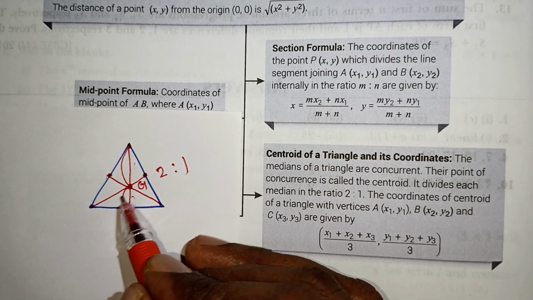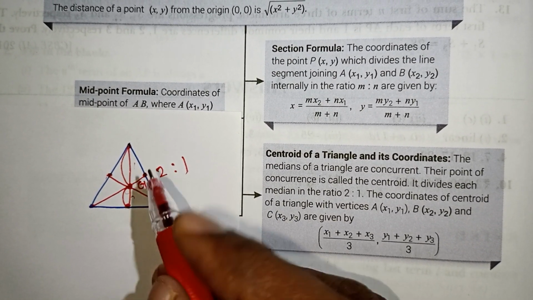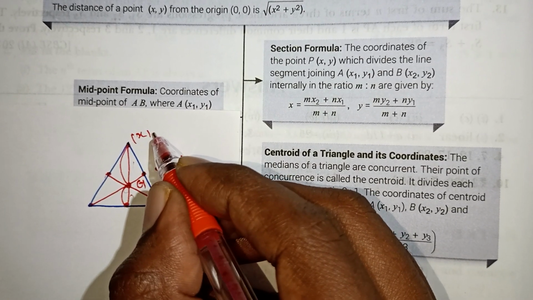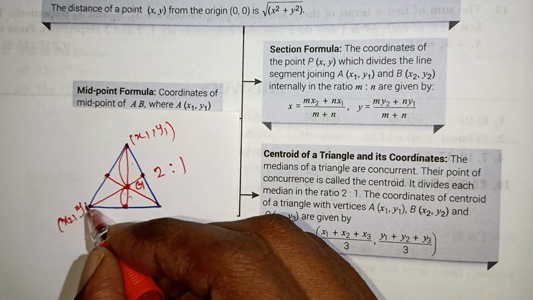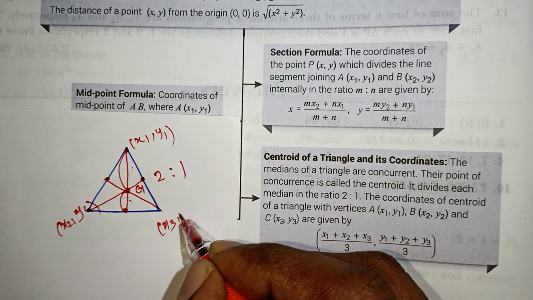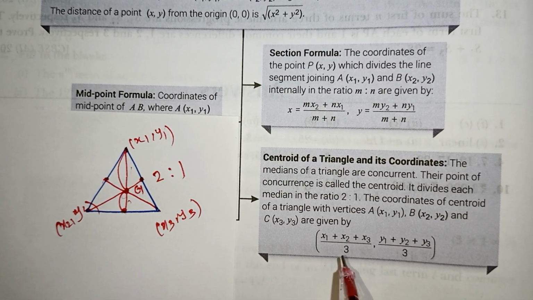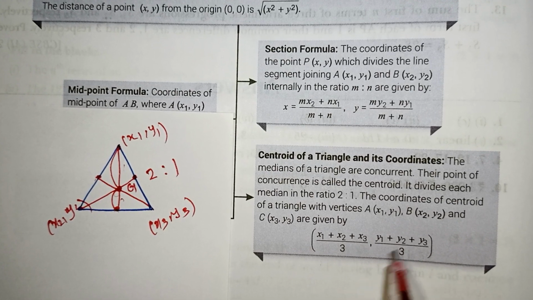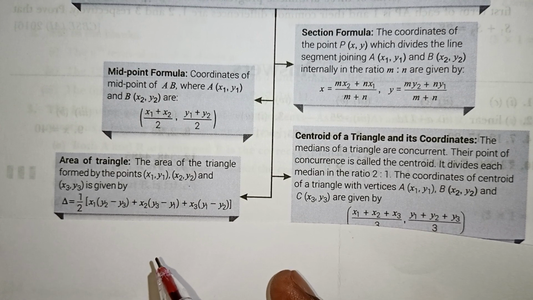Now if in our question they ask us to find the centroid, all three coordinates will be given. The first coordinate we take as x1, y1, the second as x2, y2, and the third as x3, y3. Then, like your midpoint formula, we can write (x1 plus x2 plus x3) by 3, (y1 plus y2 plus y3) by 3, which will give you the centroid. Now area of the triangle.